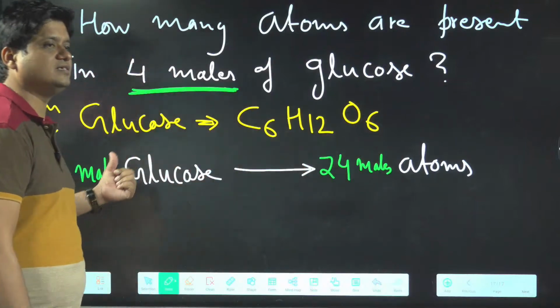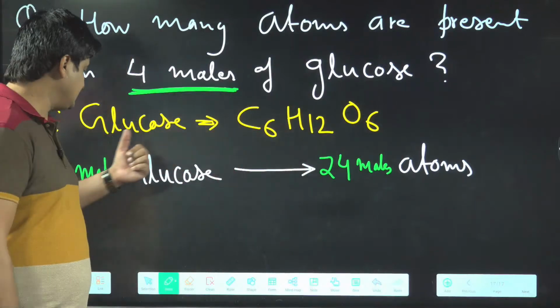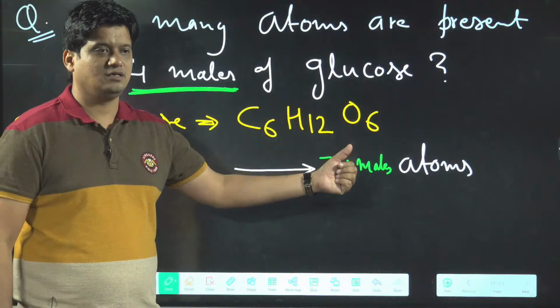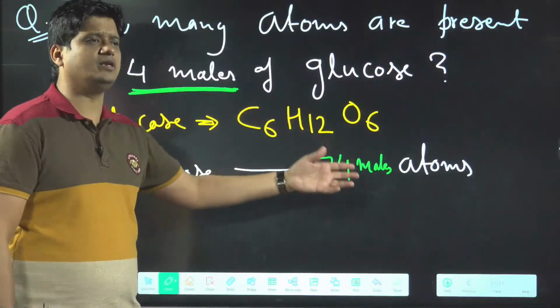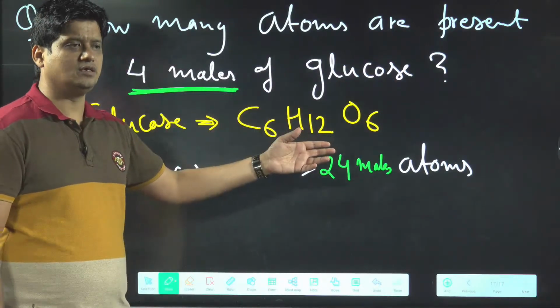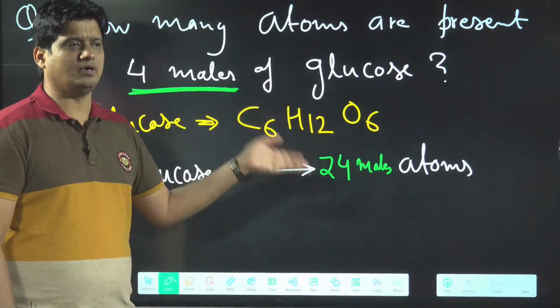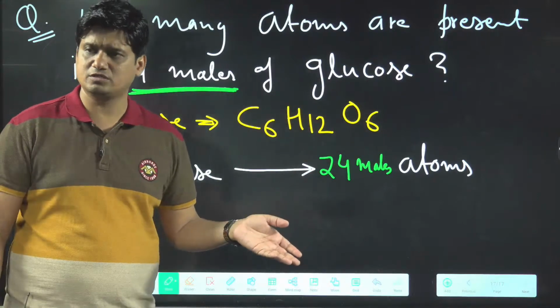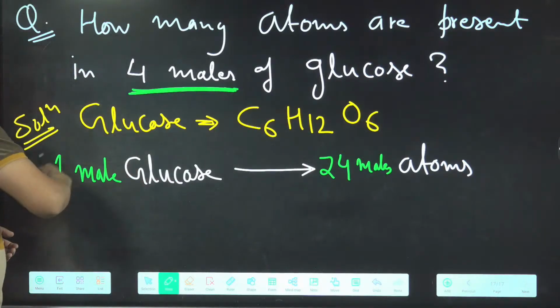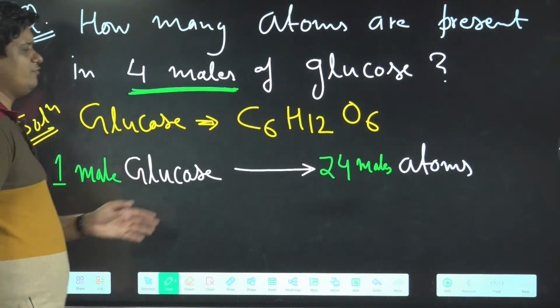Mole should be on either side. If it is a number, it should be on either side. You cannot take mole on the left and number on the right, or number on the left and mole on the right. Both sides should be either mole or number. Got the point or not? So 1 mole of glucose and 24 moles of atom.